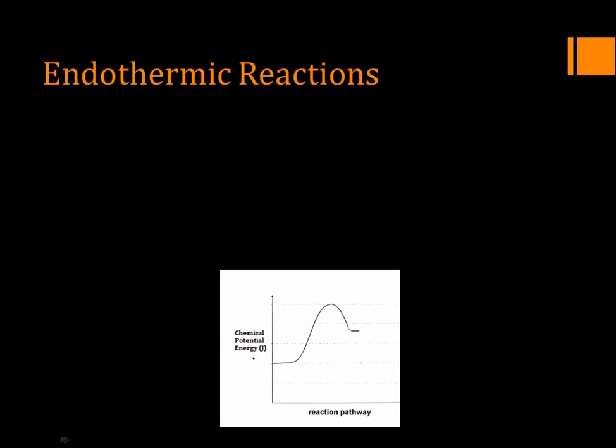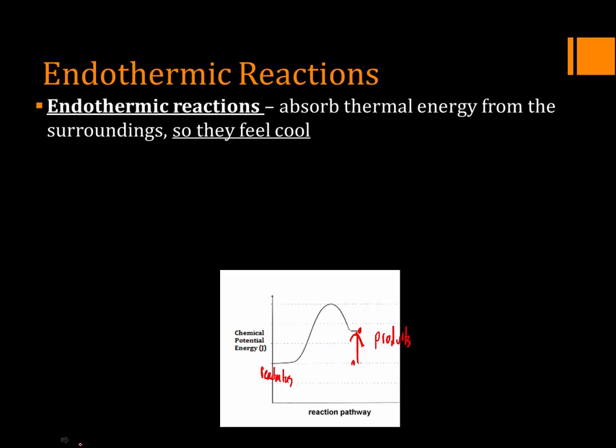So we have the reactants right here and the products over here, and you can see the products are going to end with more chemical potential energy. They end up here. They started down here, so chemical potential energy went up. The products end with more chemical potential energy. But you have to stop and ask yourself, where did that chemical potential energy come from? Well, that chemical potential energy came from the thermal energy that the surroundings used to have.